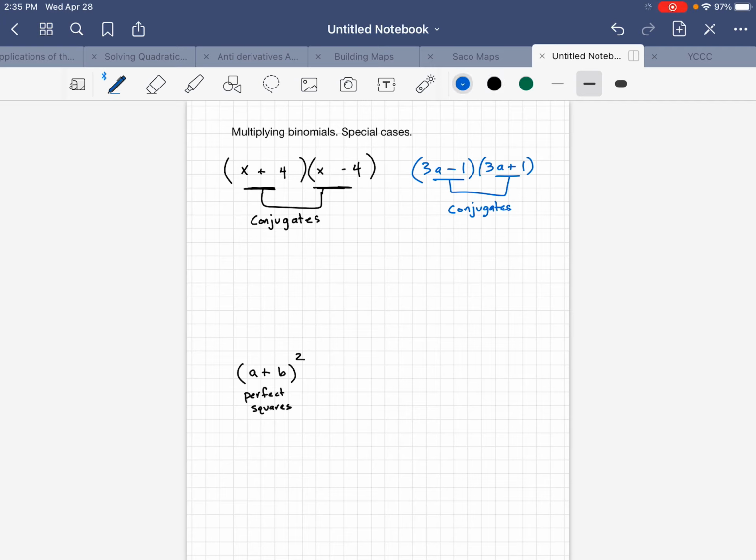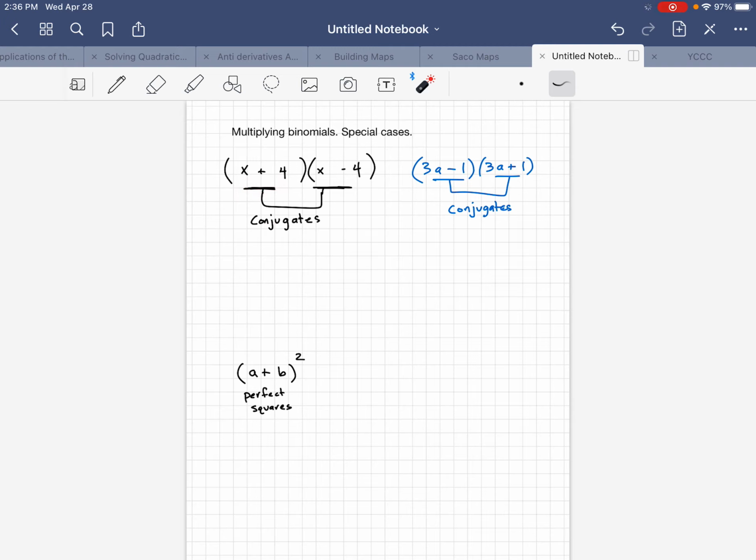This is a video on multiplying binomials, but specifically on two special cases that you'll run into on occasion. When you see that two binomials are very similar, but the only difference is the sign between them, one with a plus and one with a minus, everything is exactly the same except for the sign in between them. One is positive, one is negative. When that happens, these are conjugates.